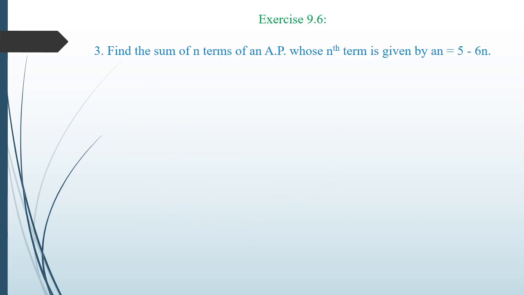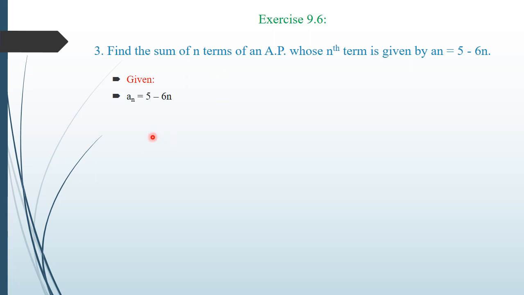Next question, question number 3, which says find the sum of n terms of an AP whose nth term is given by an equal to 5 minus 6n. Here instead of giving an arithmetic progression, he has given us nth term of that AP, and using this nth term we need to find sum of n terms of this AP. Let us see how we can do that. There are two methods to solve this problem. Let us look into all the methods one by one.